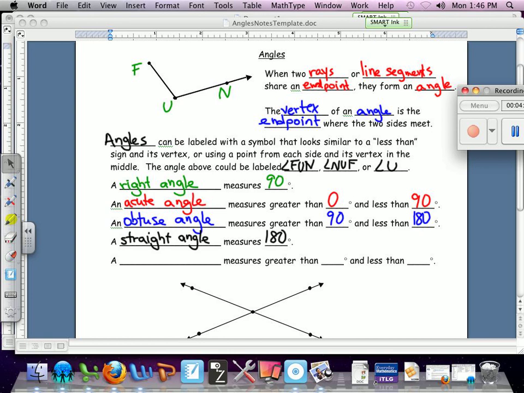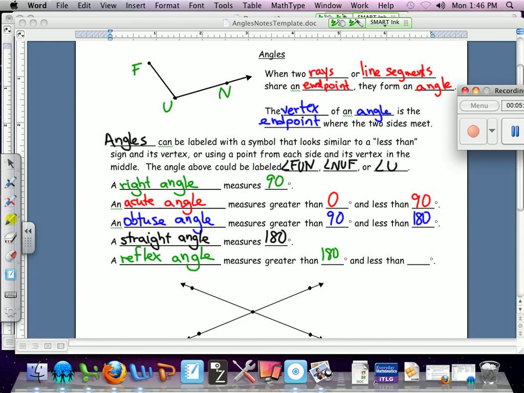A reflex angle. A reflex angle, and I could never remember this, so I was thinking, oh, when you're at the doctor's office and you get a reflex and it kind of swings around. I mean, it doesn't swing that far around, but the reflex of your knees and your elbows and kind of elbows around. So a reflex angle, who thinks they can help fill in the blanks? Measures greater than what, but less than what?